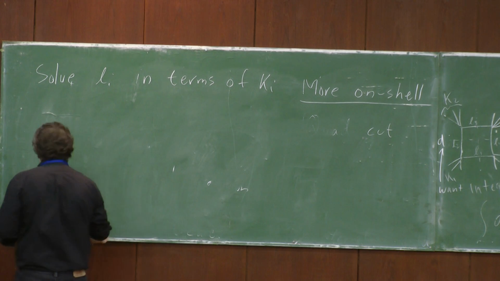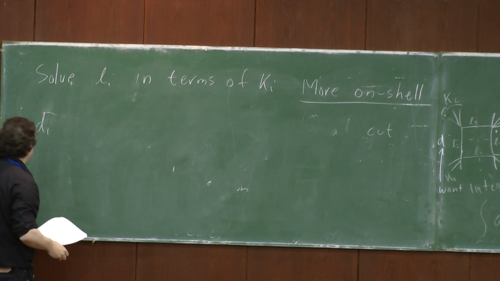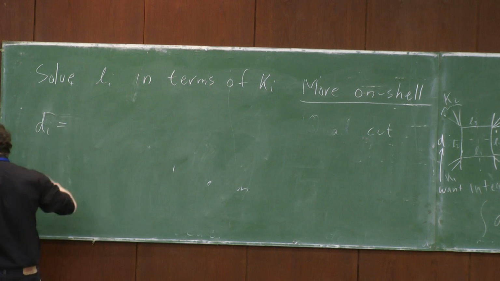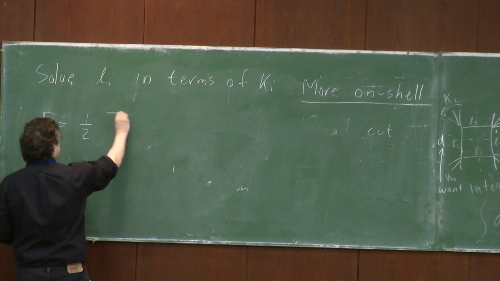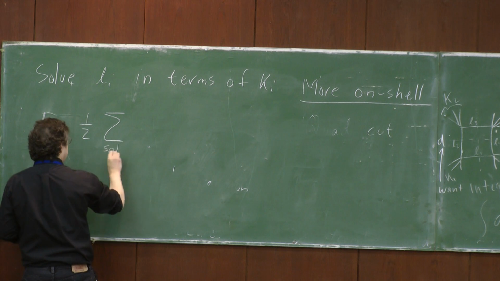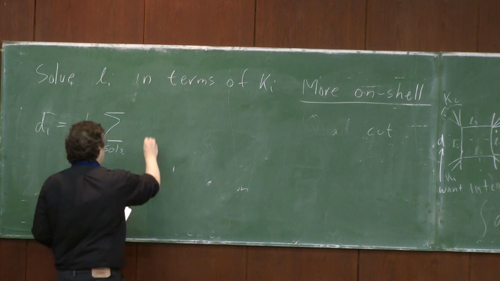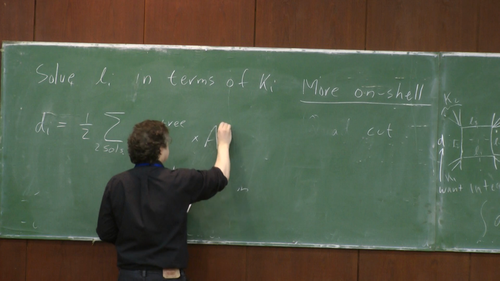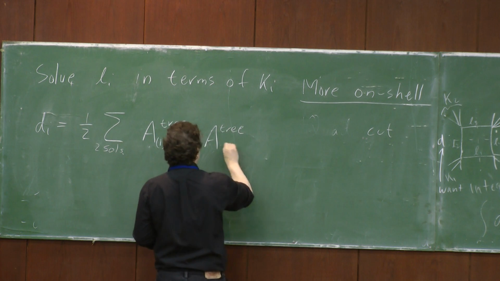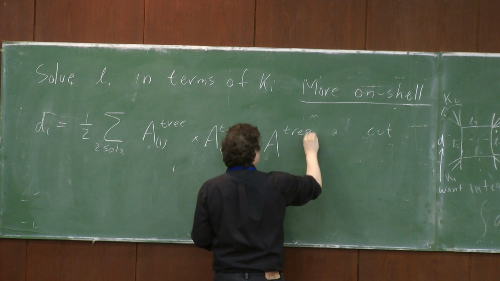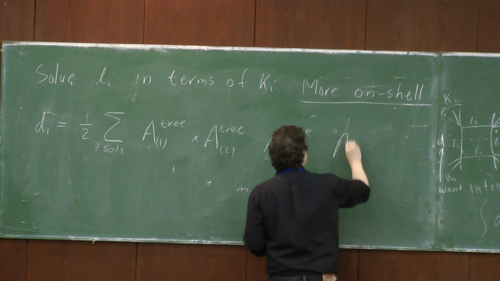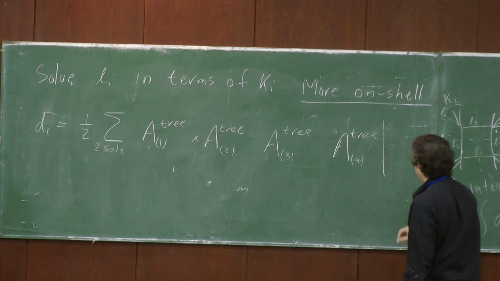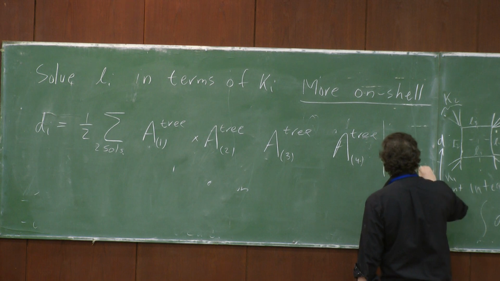And the specific formula, this was first written down by Britto, Cachazo, and Feng. You get this nice formula that it's 1/2, and then the sum over the 2 solutions, and then the product of the 4 trees, 1, 2, 3, and then 4. Okay, and then this is Li goes to Li solution.